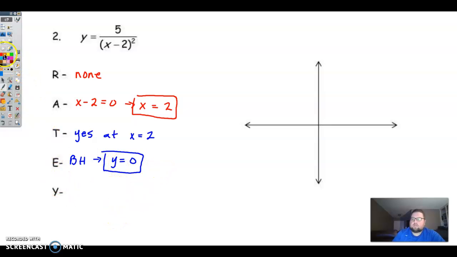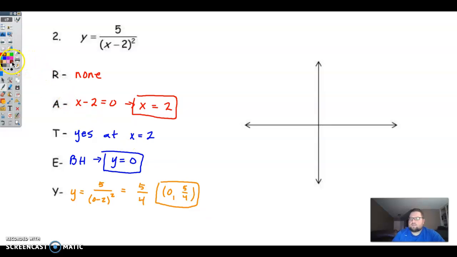All right, last step is going to be our y-intercept. So this is where we plug in 0 for x. So that's going to be y equals 5 over 0 minus 2 squared. So we have 5 over 0 minus 2 is negative 2, but then we square it and we get positive 4. So our y-intercept is 0, 5/4.